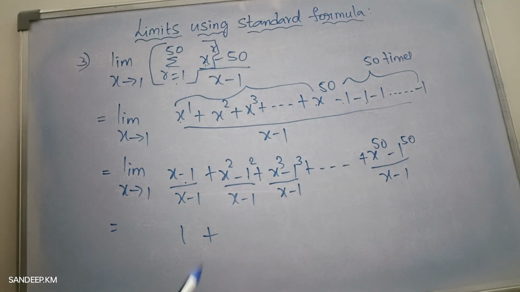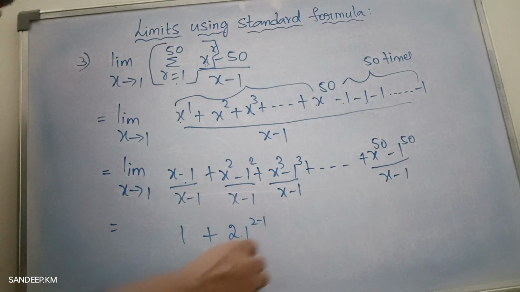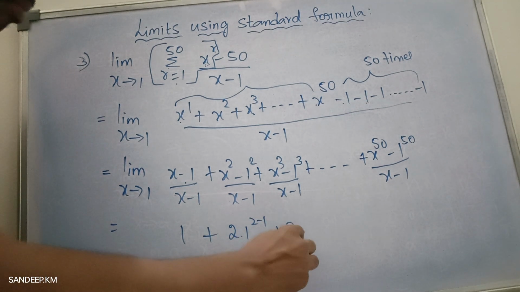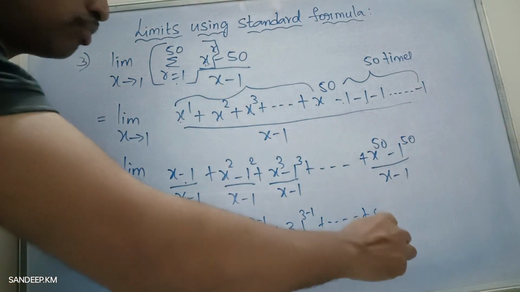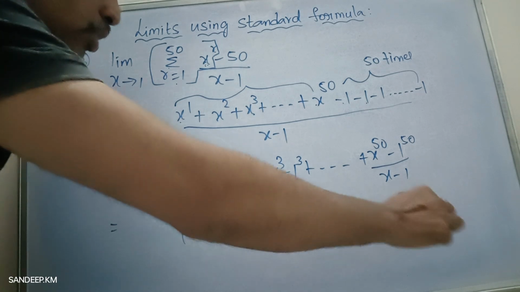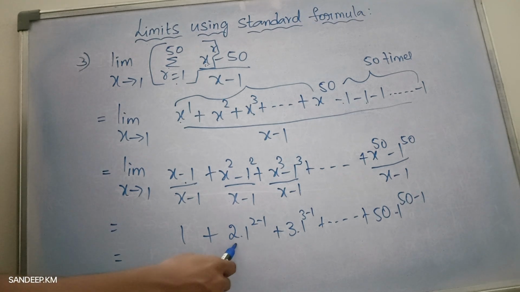If I use the standard formula, what is the value of this? n into a power n minus 1: 2 into a power 2 minus 1. That means 2 into 1 power 2 minus 1 plus 3 into 1 power 3 minus 1 and so on. The last term is 50 into 1 power 50 minus 1. So what is our answer, dear students? 1 plus 2 plus 3 and so on up to 50. The 1 power can be ignored. Using the sum of first n terms formula, n into n plus 1 by 2, where n is 50.